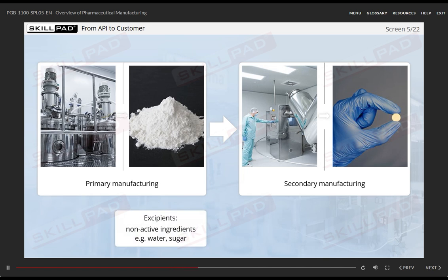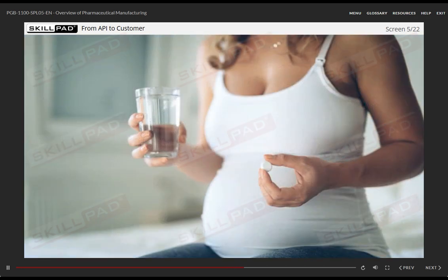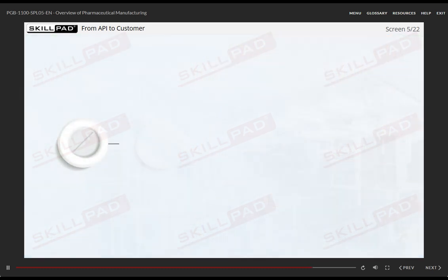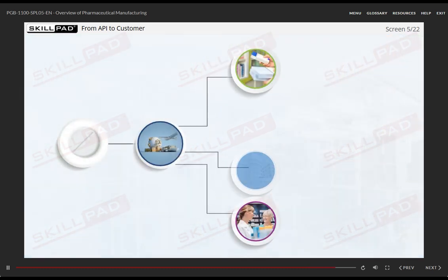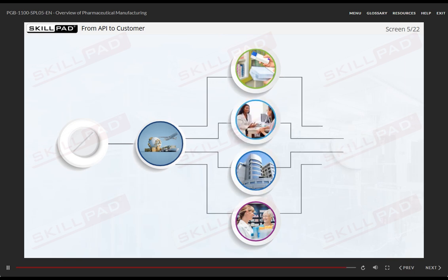Excipients are non-active ingredients in a drug product, for example, water or sugar in a cough mixture. After secondary processing, the drug is now in a form that can be taken by a patient or consumer, for example, a tablet. This is also known as the dosage form. Finished dose products are made available to patients and customers through pharmacies, drugstores, hospitals, physicians, and so on.